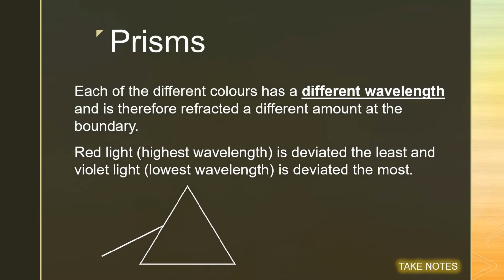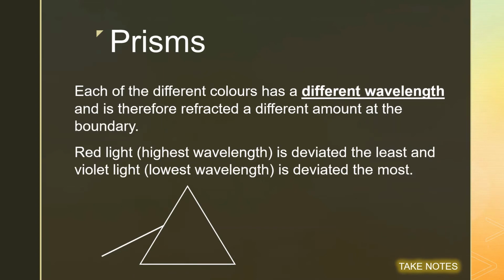So how does this cause the light to be split into its constituent colours? Well, each of the different colours has a different wavelength and is therefore refracted by a different amount on entering and leaving. So the red light is deviated the least, and the violet light, or the blue light at the end, is going to be deviated the most.